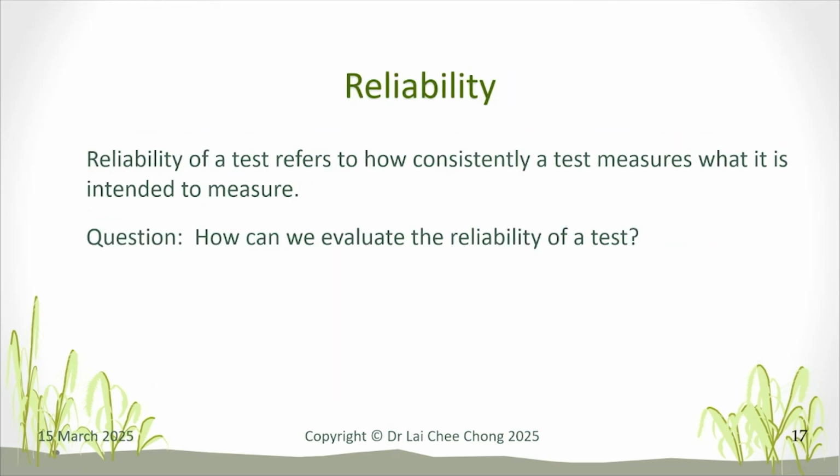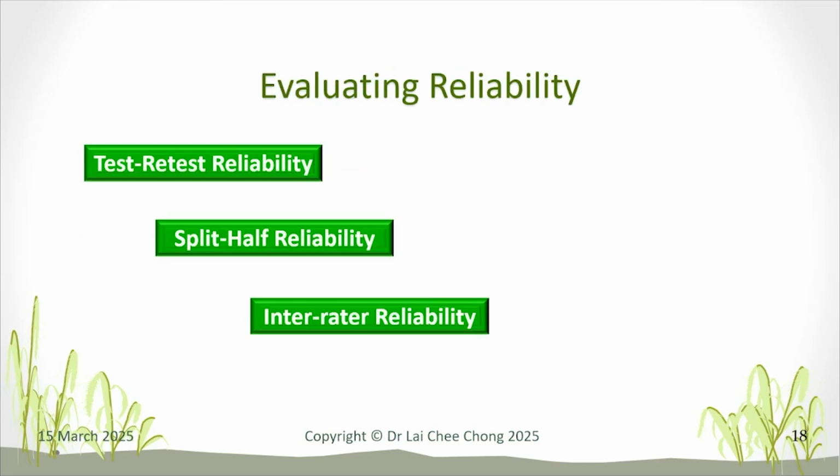Now, reliability talks about whether or not the test is consistent in measuring what it is supposed to measure. It must be consistent. If it's not consistent, that means the test is not reliable. So the question: how do we evaluate the reliability of tests? Yes, we have what we call test and retest. Test and retest is one of them.